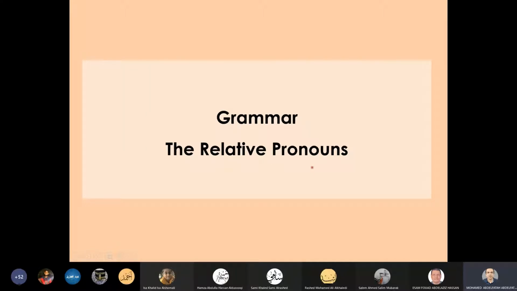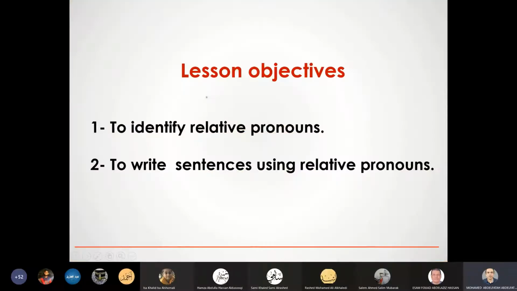So let's start. Students, by the end of our lesson today, we are going to achieve these objectives. We are going to have only 2 objectives. What about objective number 1? Objective number 1 in our lesson today is to identify relative pronouns, to understand and learn about the relative pronouns. And what about objective number 2? In objective number 2, students, you are going to write sentences using the relative pronouns.